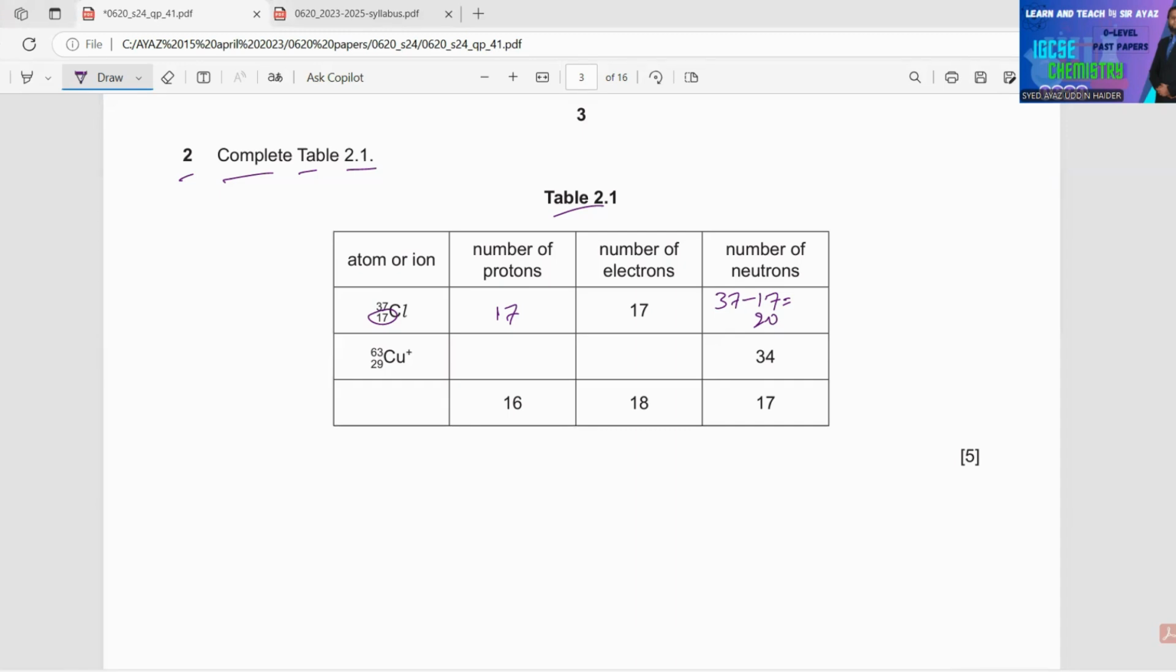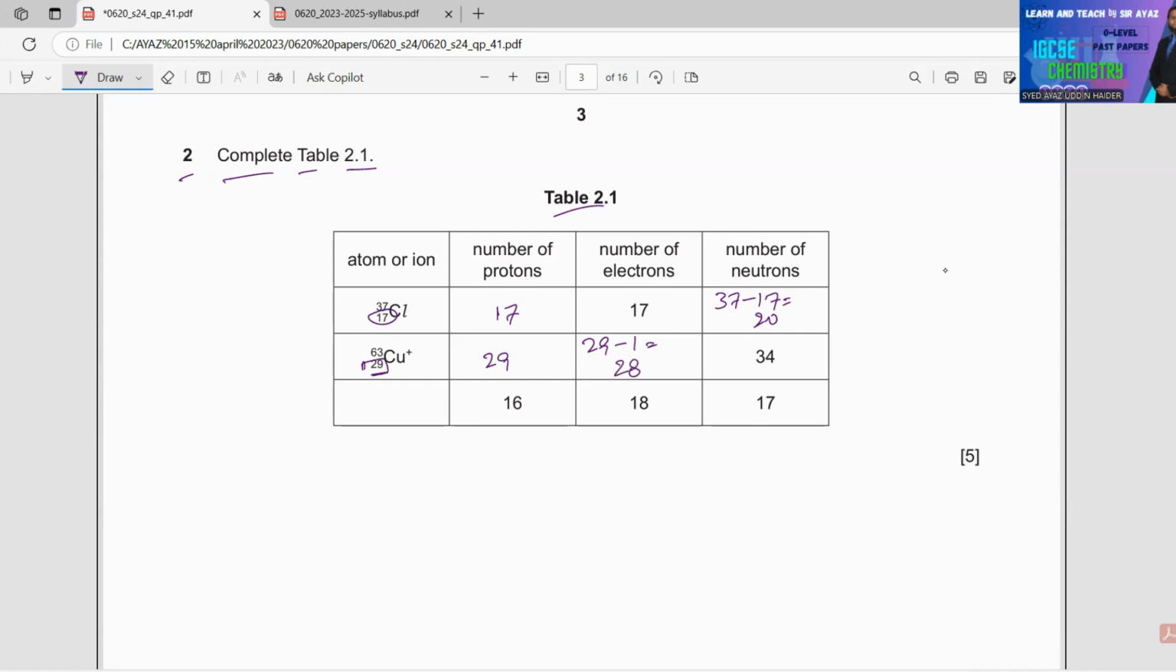For Cu plus, look at the proton number in order to find the number of protons. It's 29. Write down 29. Plus means it has lost 1 electron. So simply subtract 1 from 29. 29 minus 1, and we will get 28. 28 must be the number of electrons here.